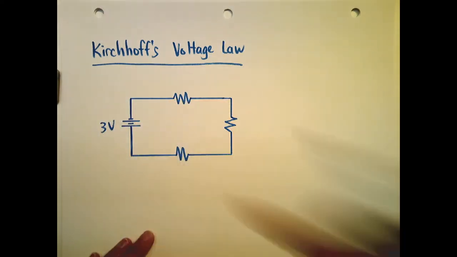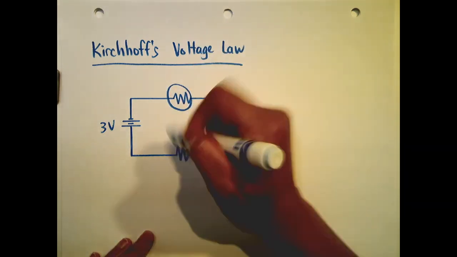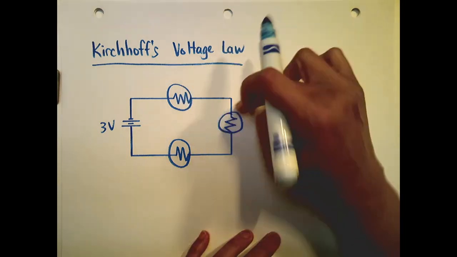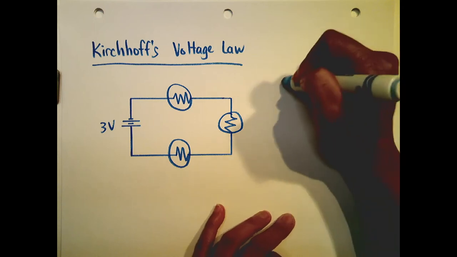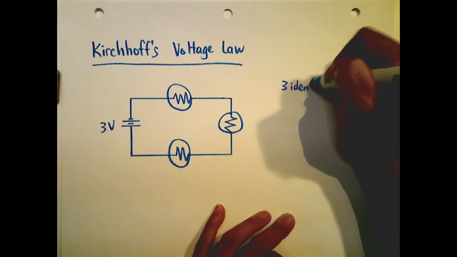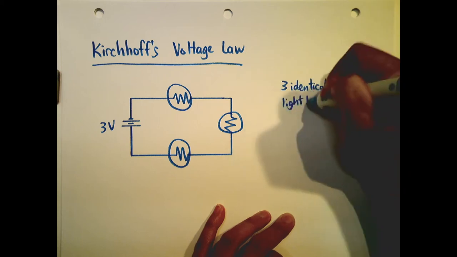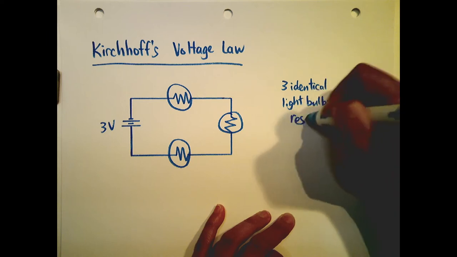And these are resistors or light bulbs, let's say. We can make them into light bulbs, whatever you like, or resistors. And let's pretend that all 3 resistors or light bulbs are identical. So 3 identical light bulbs or resistors.